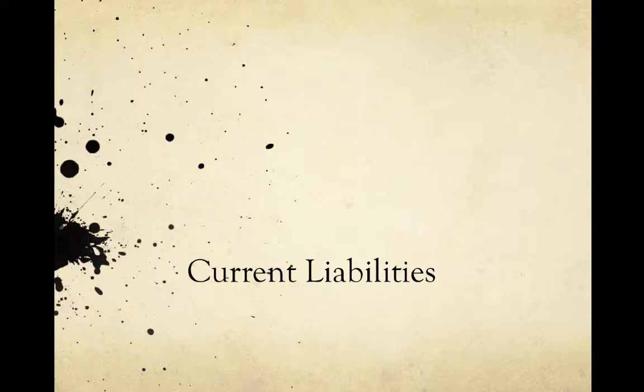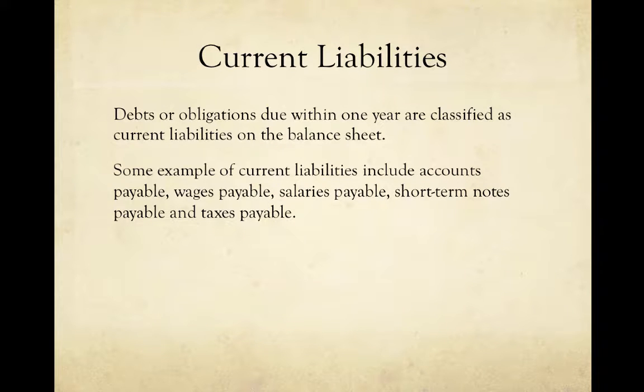Hello, class. I want to take a few minutes to talk about current liabilities. Current liabilities, by definition, are debts and obligations that are due within 1 year. They're classified on the balance sheet as current liabilities. Any liabilities or obligations that are due beyond a year are classified as non-current liabilities or long-term debts.